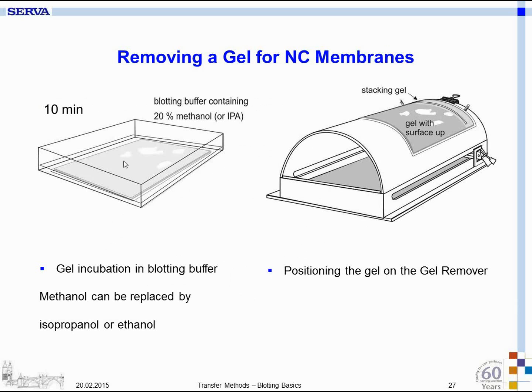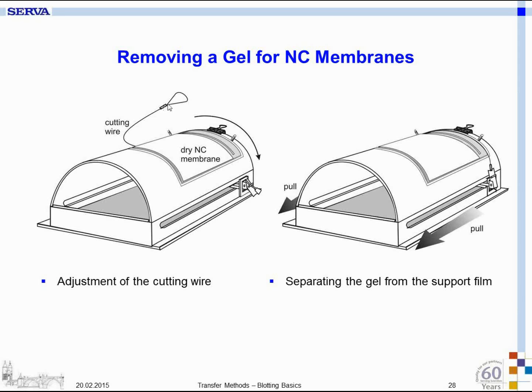So the protocol you are following is first placing the gel together with the film support into the blotting buffer containing methanol or other alcohol, usually 20%, then placing it on the system, on the gel remover. Then here is the cutting wire, we call it a cutting wire even when it's a fishing line, and pull it over the edge of the stacking gel, because you won't blot anything from the stacking gel.